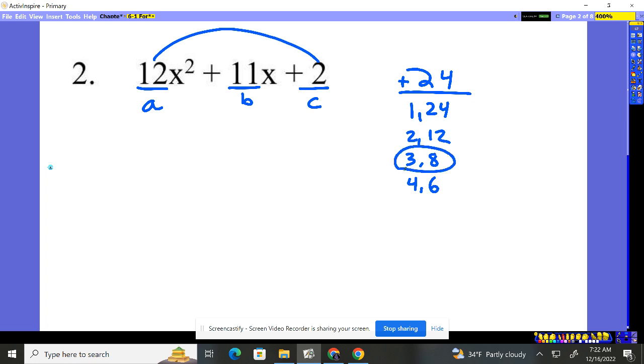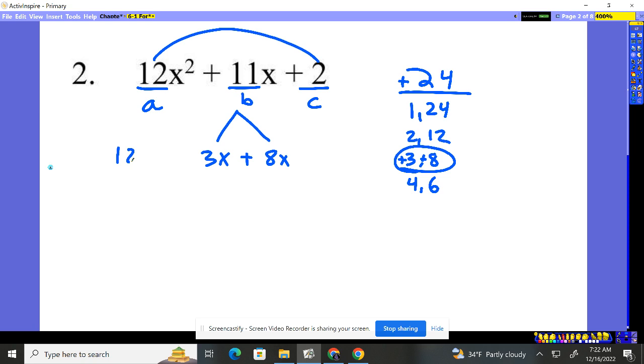It looks to me like 8 and 3, and both are positive because everything in this problem is positive. If that had been a minus 11x, we'd make them both negative. This is why I call it busting b, because we're going to bust b into two separate pieces. We're going to bust it into a 3x plus an 8x, because 3x plus 8x is the 11x. I just busted it into two pieces.